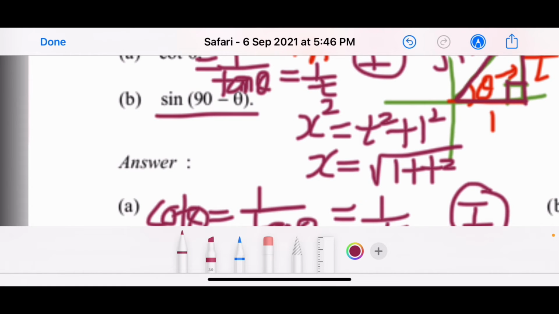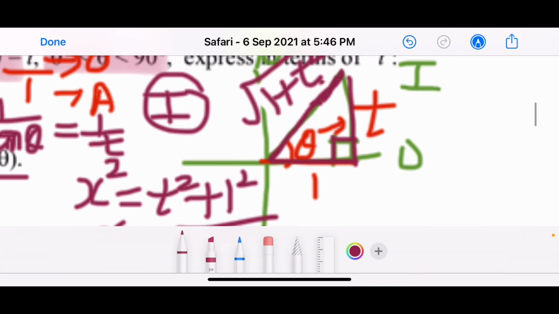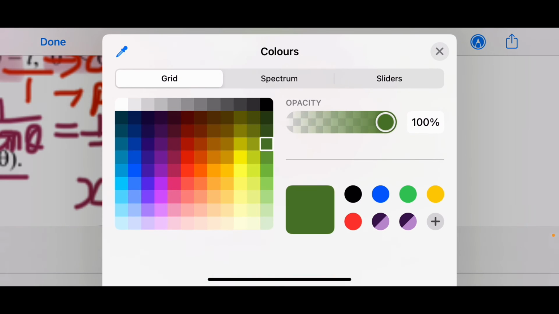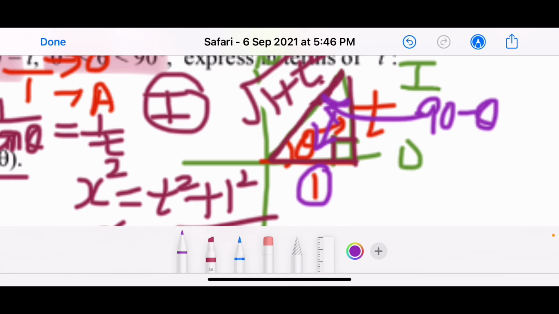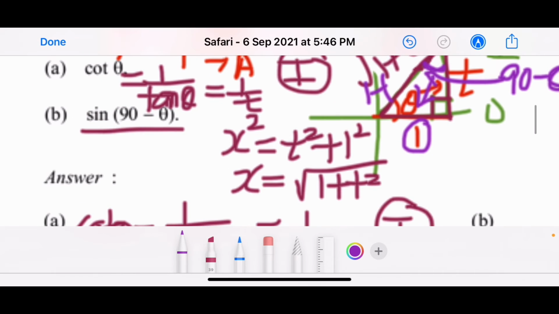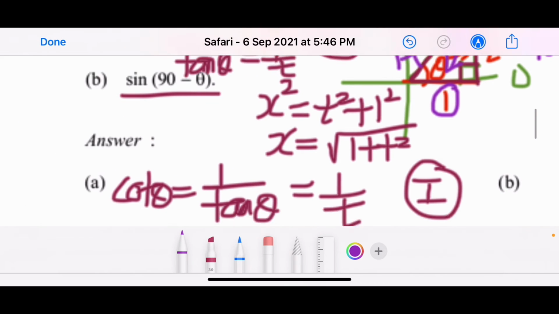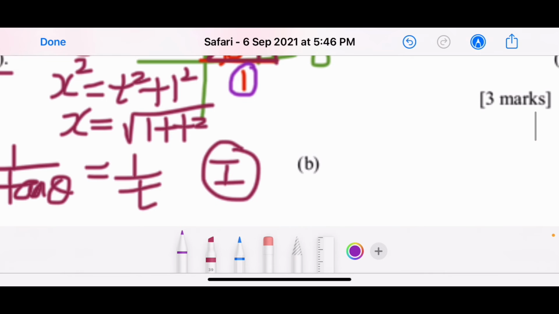Sine of 90 minus theta. Now I'm going to show you where is 90 minus theta. Because you are having the right angle triangle, that means this angle should be 90 minus theta, right? So for 90 minus theta, if we want to find the sine, we have to show the arrow. This is the opposite over hypotenuse, right? So sine 90 minus theta, let's write our answer.